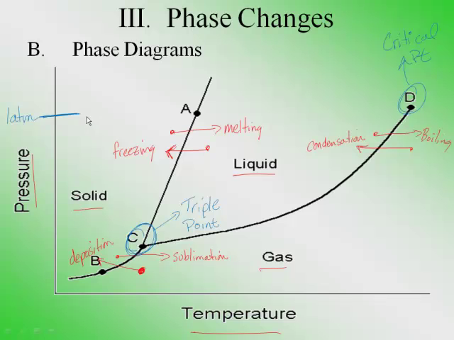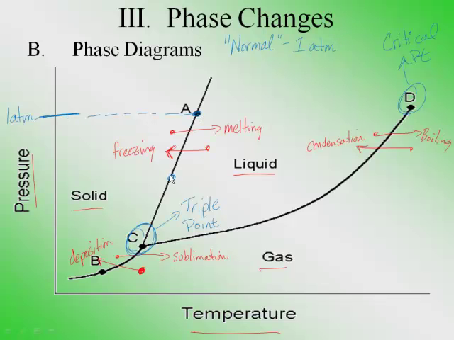Now, if your point occurs on a line at exactly 1 atmosphere, that is what is called normal. So, if I said to you the normal boiling point, what I'm actually telling you is the boiling point at 1 atmosphere. Okay, so that point can only occur when it's at 1 atmosphere.